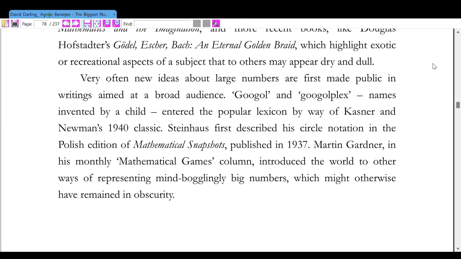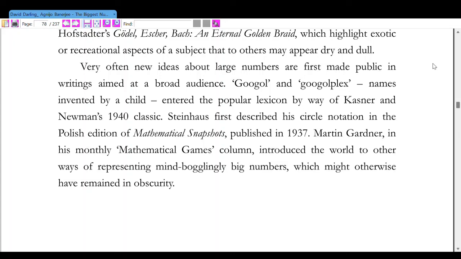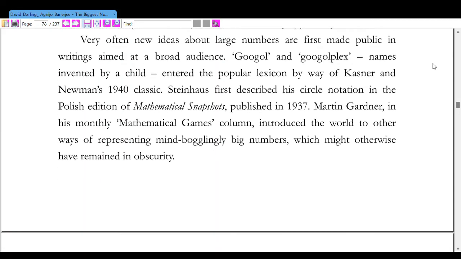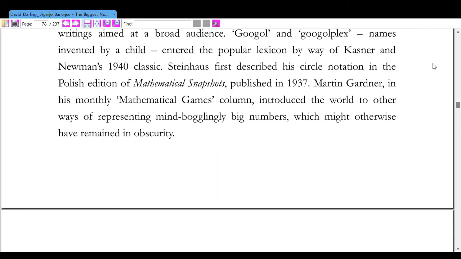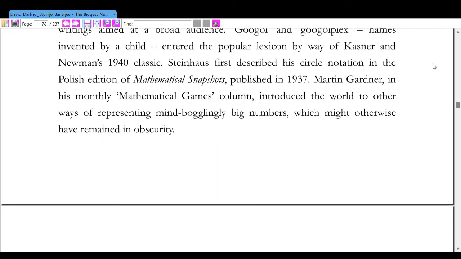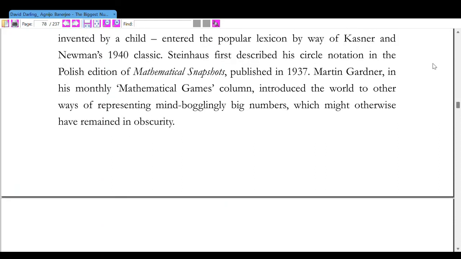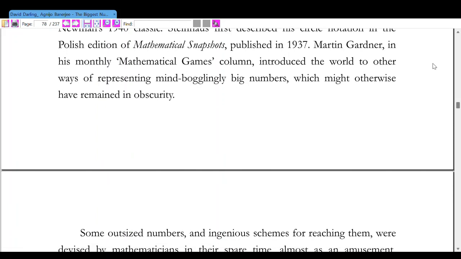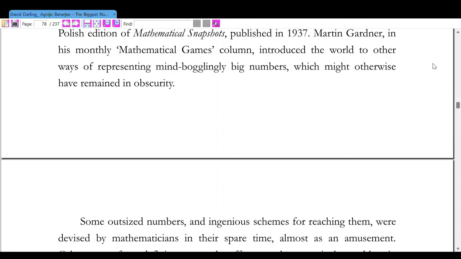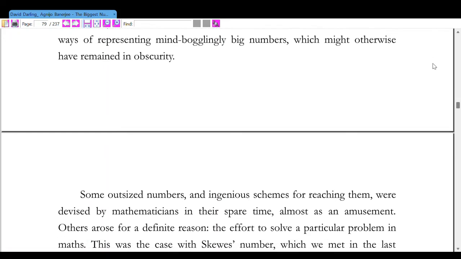Very often new ideas about large numbers are first made public in writings aimed at a broad audience. Googol and googolplex, names invented by a child, entered the popular lexicon by way of Kasner and Newman's 1940 classic. Steinhaus first described his megaton notation in the Polish edition of Mathematical Snapshots, published in 1937. Martin Gardner, in his Mathematical Games column, introduced the world to other ways of representing mind-bogglingly big numbers, which might otherwise have remained in obscurity.